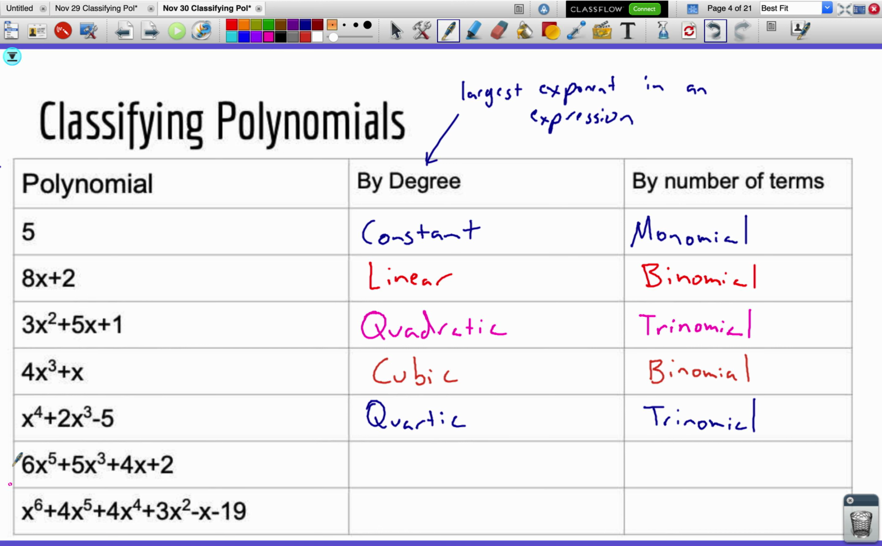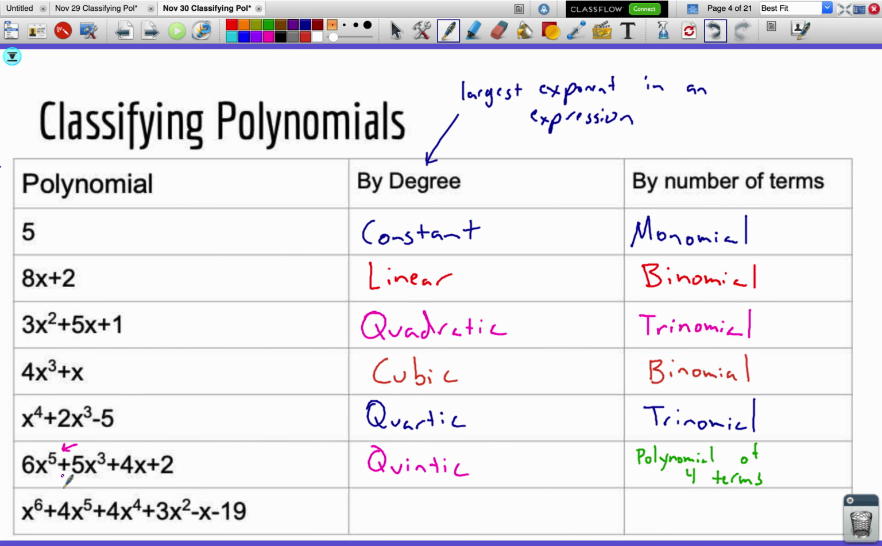All right, copy down this next one. It's a much longer expression, but all we have to do is look for the biggest exponent to figure out how to classify it. The biggest exponent is a 5. This is going to be a quintic. And after we get to 4 terms, this terminology gets a little bit less exciting. You just say polynomial of 4 terms. So this is a quintic polynomial of 4 terms, this whole expression here.